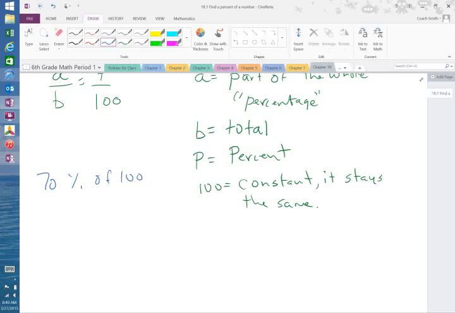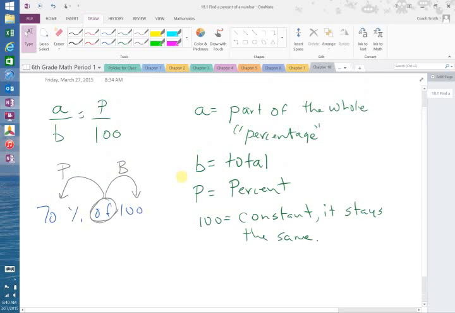Now, the key to this is where the "of" is. Eventually we're going to have more complicated sentences than this, but this is a very simplistic sentence to help us learn the basics of the proportion. On each side of the "of" will be a percent and a total, our P and our B. So what are we missing besides the P and the B? The A. So we simply plug in the information that is given to us.